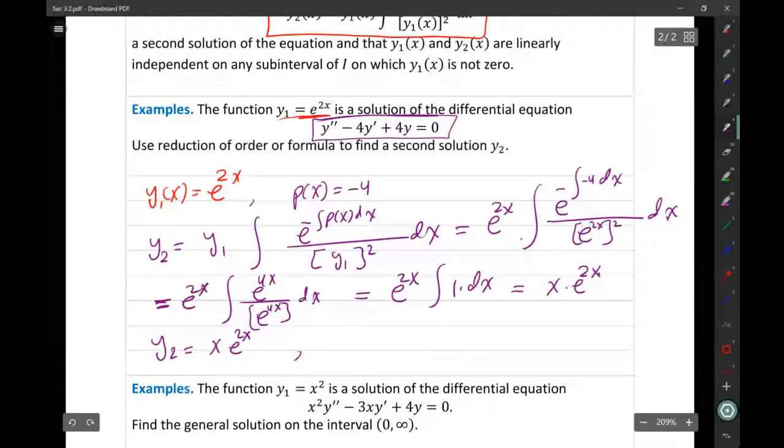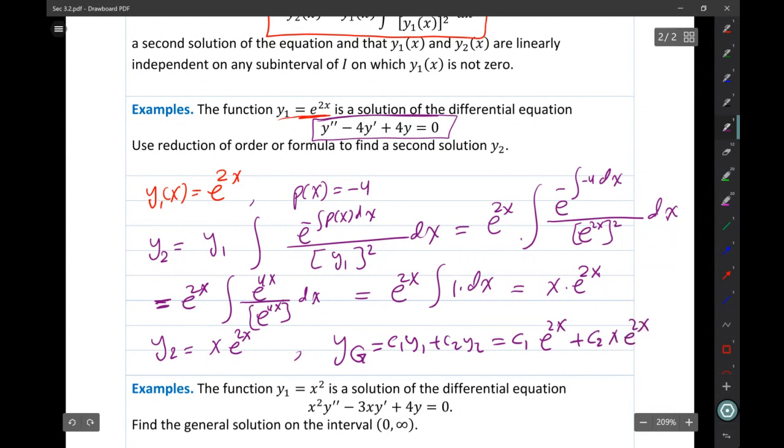Now y general is c1 y1 plus c2 y2, which is c1 e to the power 2x plus c2 x e to the power 2x. This is the general solution for that differential equation.